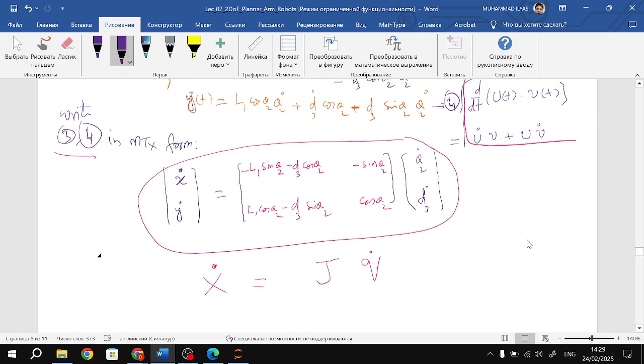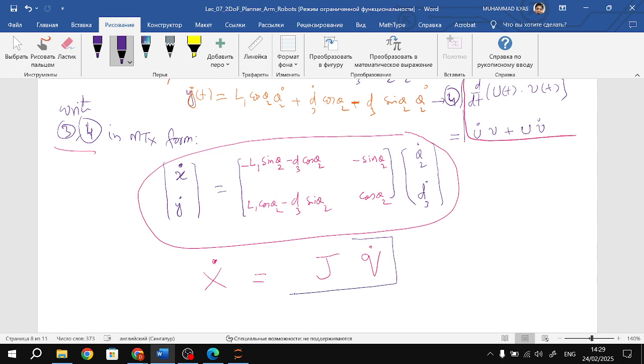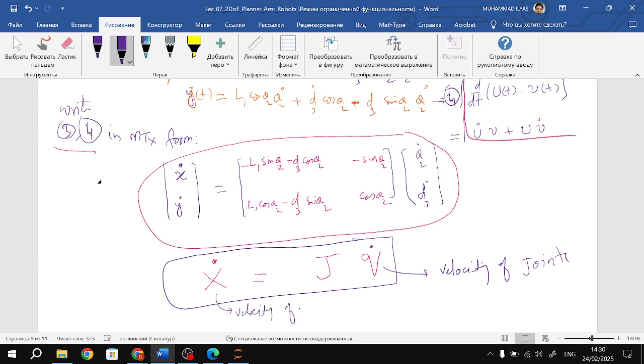Same as we studied last time, on the right hand side we have the Q dot, which is the velocity of the joints, and this is the velocity of your end-effector. The matrix which is linking these two quantities is the Jacobian matrix. That's great. So this is your forward differential kinematics.